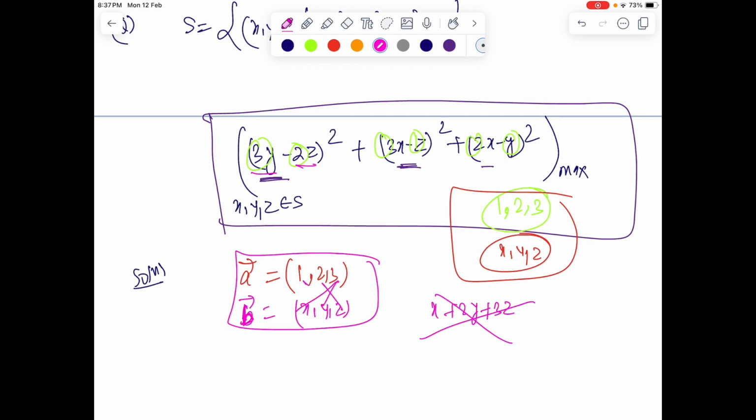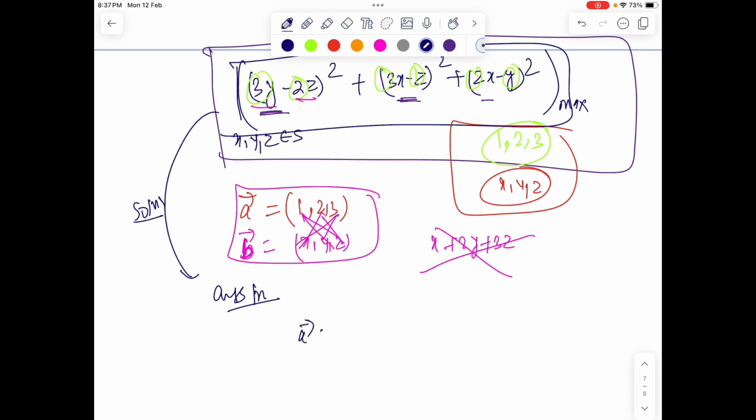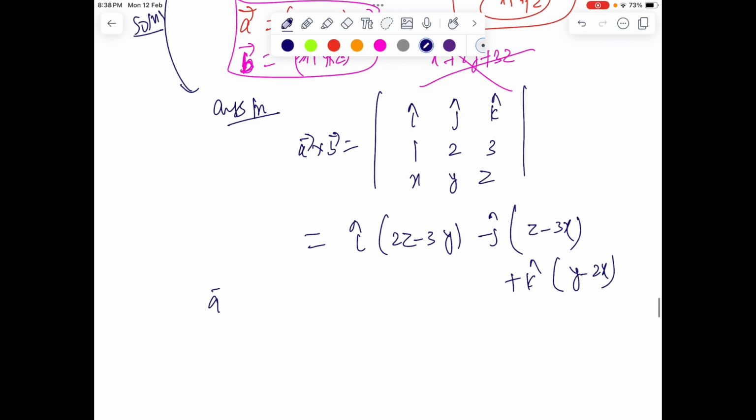Okay, so can you think, like 3y minus 2z, 3x minus z, so it's like 3y minus 2z is there, right? 3x minus z and 2x minus something. It has kind of cross behavior, kind of Sarrus's formula. Well, it feels like cross product. And what you can see is this expression is nothing but, if I take a cross b, it's going to give me i, j, k, 1, 2, 3, x, y, z, and that will give me i times 2z minus 3y minus j times z minus 3x plus k times y minus 2x.